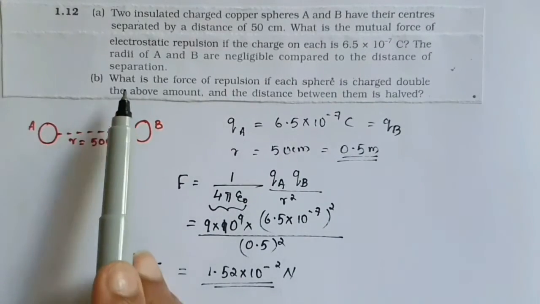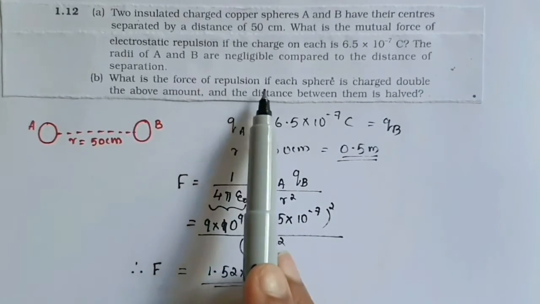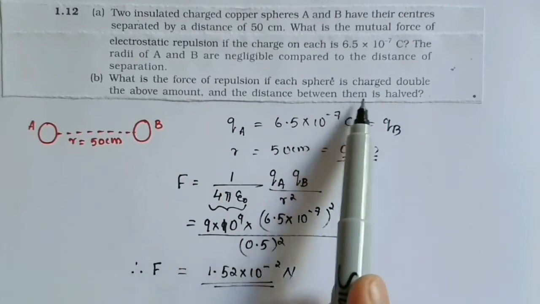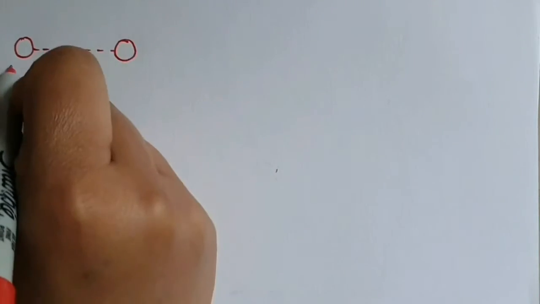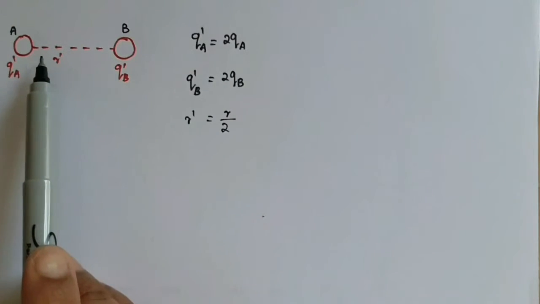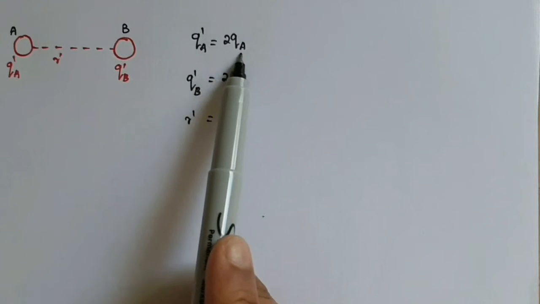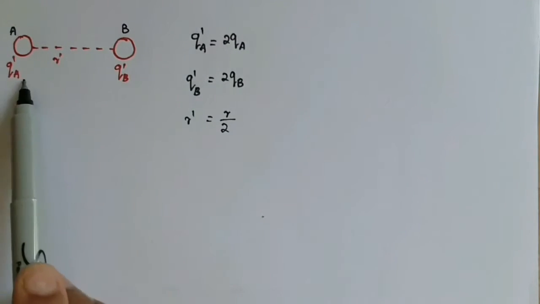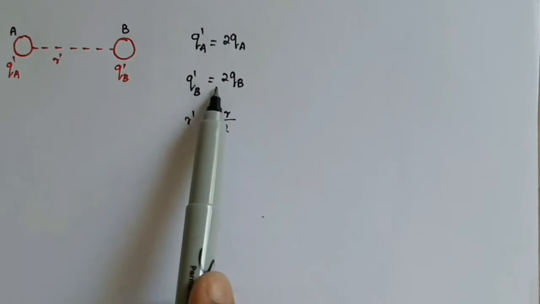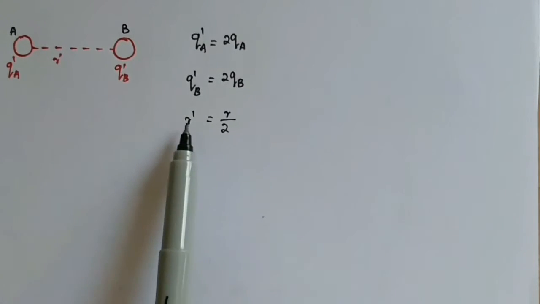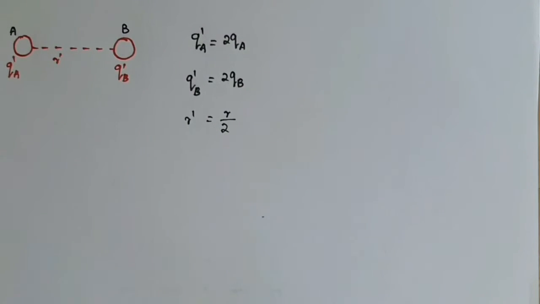Question B. What is the force of repulsion if each sphere is charged double the above amount and the distance between them is halved? Now the charges on both the spheres are double the above amount. Therefore, the new charges on copper spheres are QA prime is equal to 2QA and QB prime is equal to 2QB. The distance between these two spheres is halved. That is, r prime is equal to r by 2.